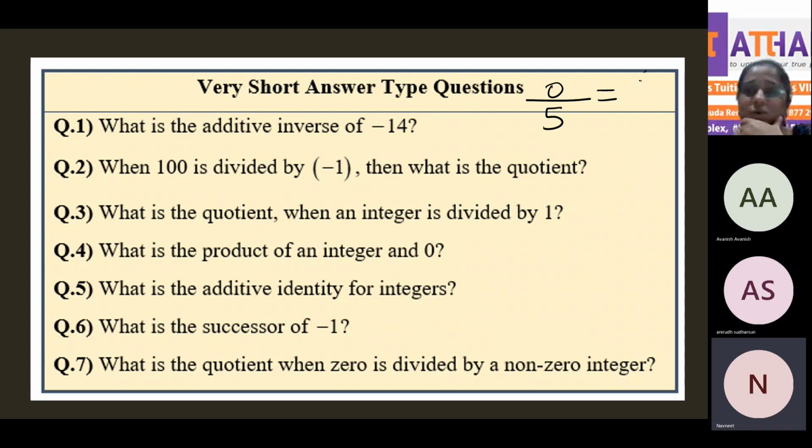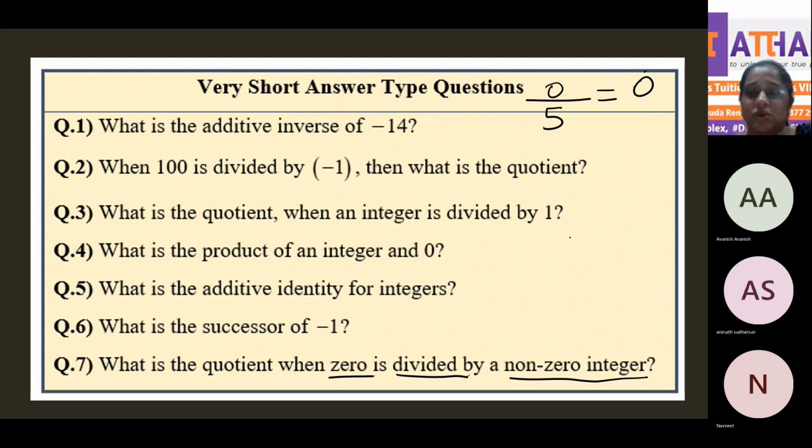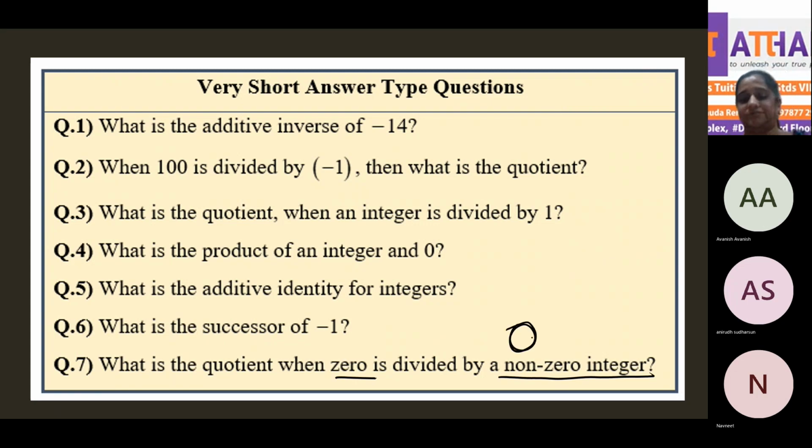Okay, see the question. When 0 is divided by a non-zero integer. Non-zero meaning not 0. So the numerator is 0. The denominator is not 0, something other than 0. Say like -4. 0 divided by -4 is 0, because 0 by anything is 0. So the quotient is 0. The answer for this one, the quotient when 0 is divided by a non-zero integer, is 0.